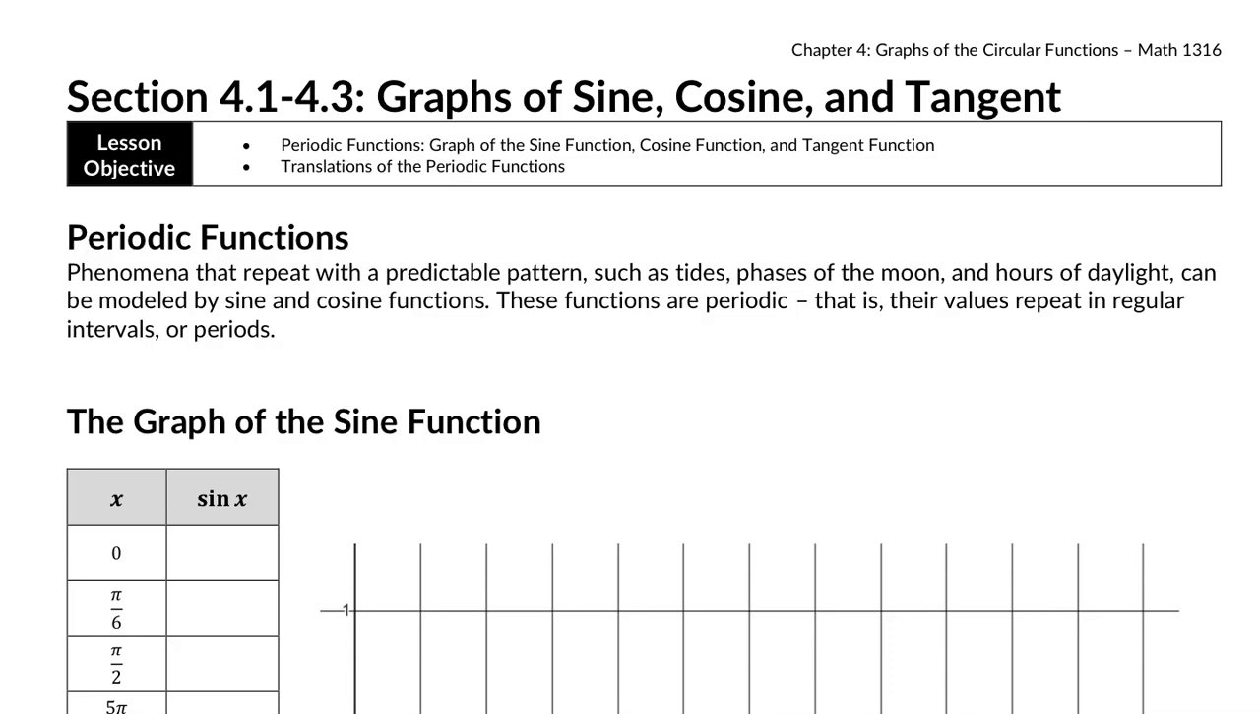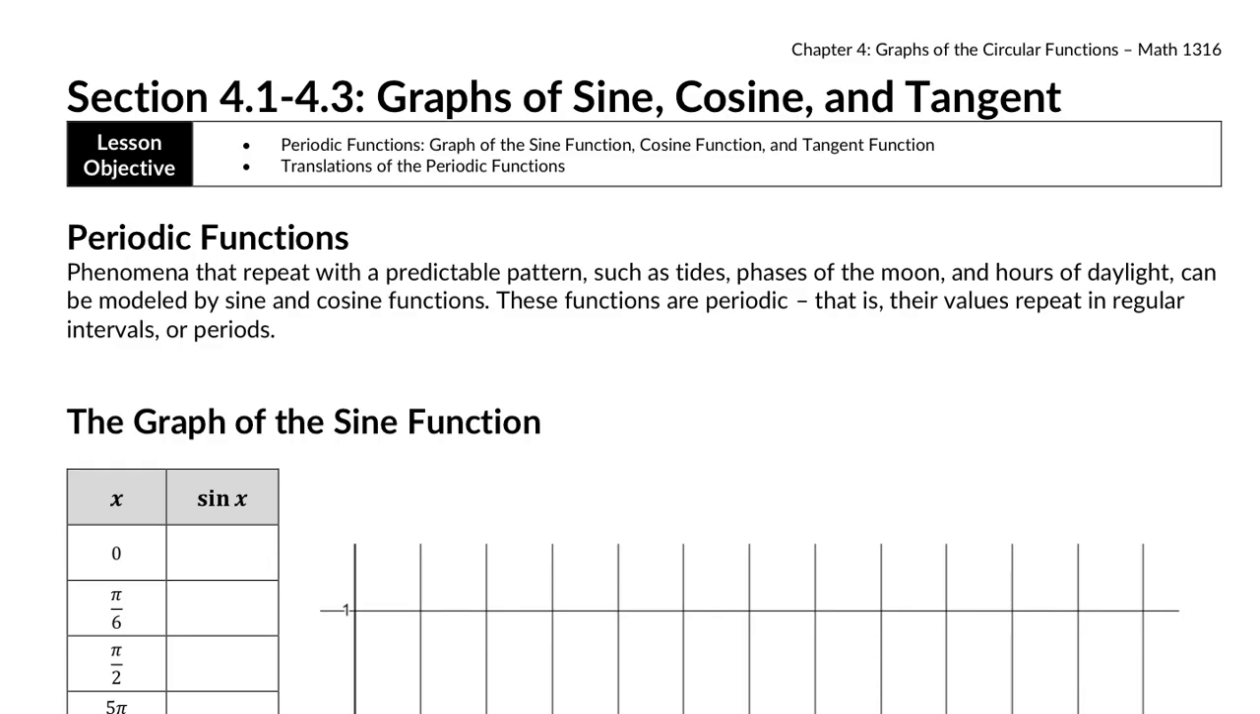Periodic functions are functions that model phenomena that repeat with a predictable pattern. Examples include the tides, the phases of the moon, and hours of daylight in a day. All of these things can be modeled by sine and cosine functions. These functions are periodic, which means that their values repeat in regular intervals or periods.